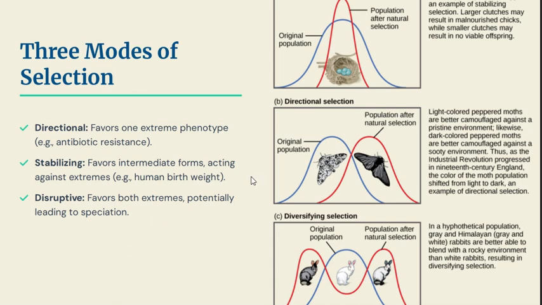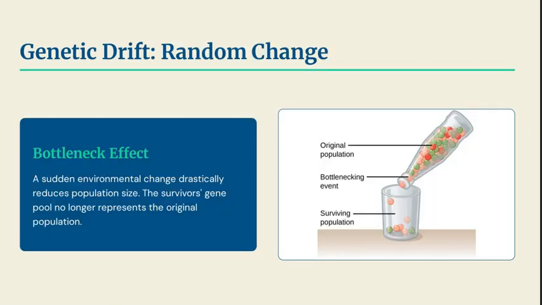I know. Okay, so now we gotta talk about genetic drift, which is random chance. And the idea you have to understand is the bottleneck effect, which is a sudden environmental change that drastically reduces the population size, and then the surviving gene pool is no longer represented in the original population.